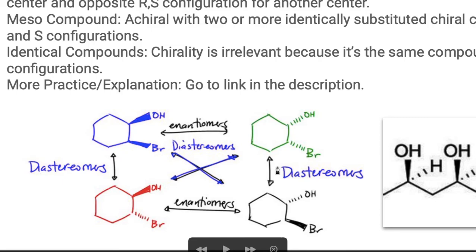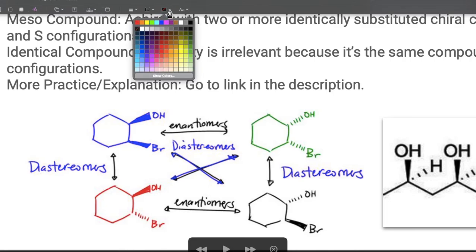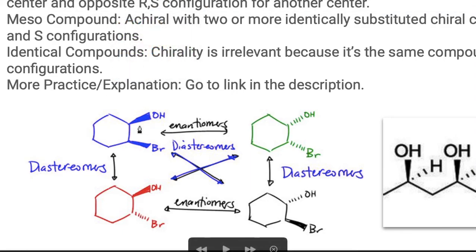And we said enantiomers are chiral mirror images that have the exact opposite R and S configurations. I'm not going to draw the whole thing out because, as you can see, it takes a really long time for me to draw this, but I can talk it through. I still have to go to the other color. Let's do blue.